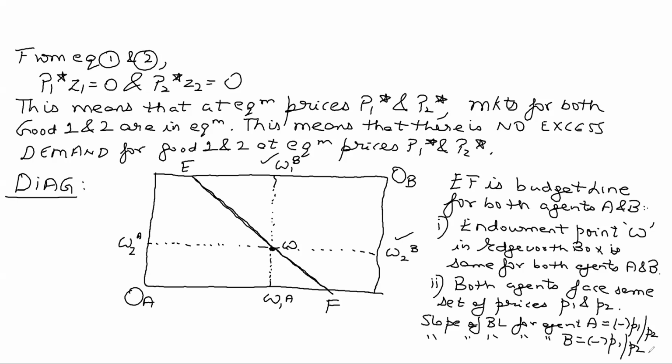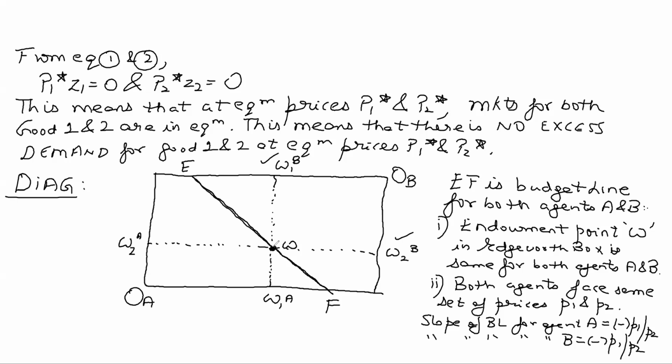Now guys, try to understand this. For both A and B, the point is common, omega. For both agents A and B, the slope is also common. So if both agents are facing the same slope of the budget line, and both their budget lines should pass through the endowment omega, when is that possible? That is possible only when both of them have the same budget line.